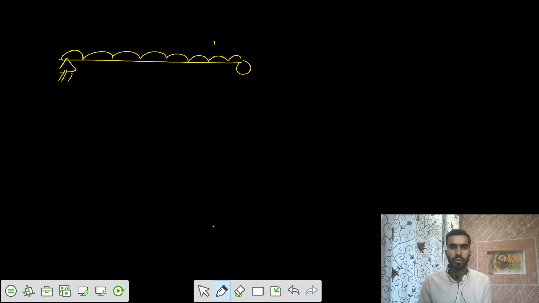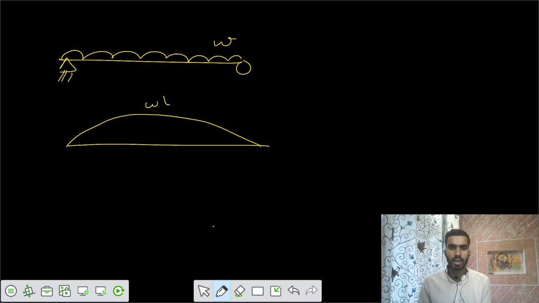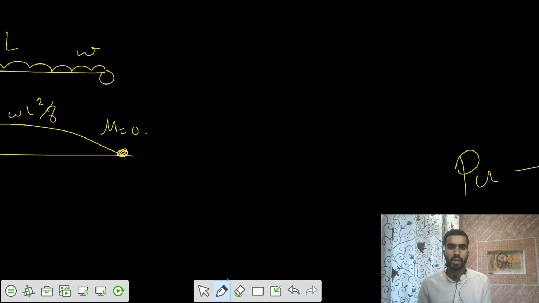You apply a UDL load, and we ask what the bending moment diagram looks like. We have a maximum of WL² by 8, and at the end supports we have a bending moment M equals 0. The total length is L, and the bending moment at the ends equals 0. And similarly, there is one more example.